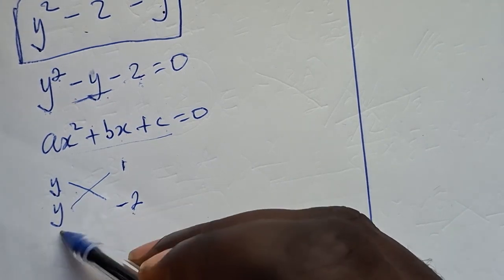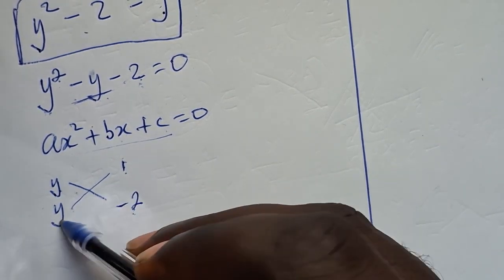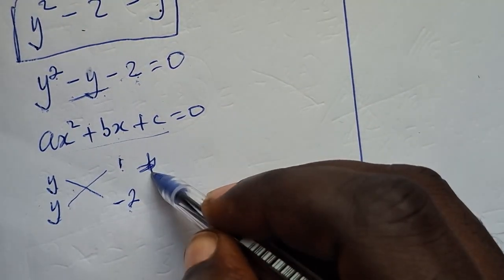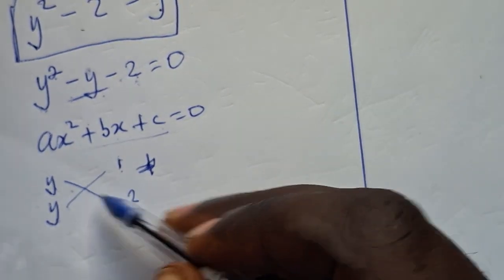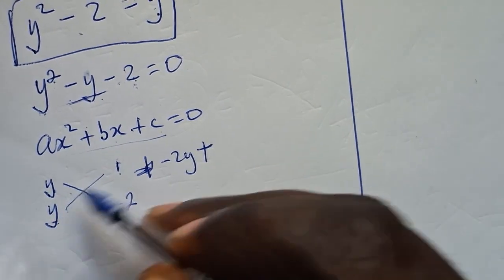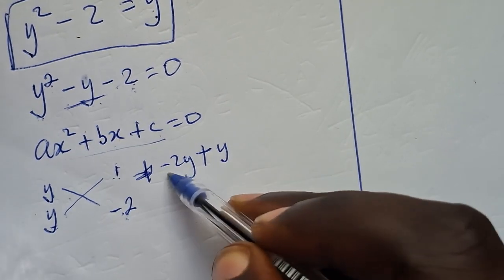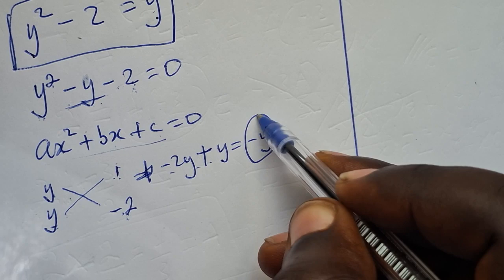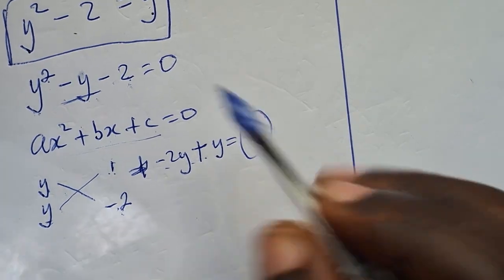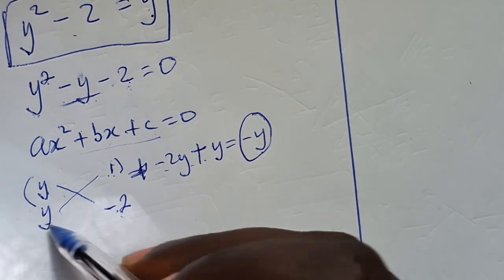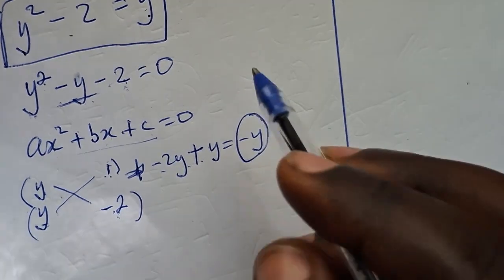Minus 2y plus y times 1 is y. So let's do the expression. If this is correct, then this will be the factor. So minus 2 times y will give us minus 2y plus y times 1 will give us y. So minus 2y plus y is equal to minus y. So because we have gotten minus y, which is the middle term, then y plus 1 and y minus 2 is the factor.